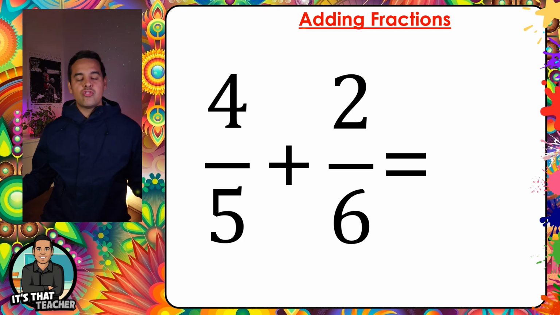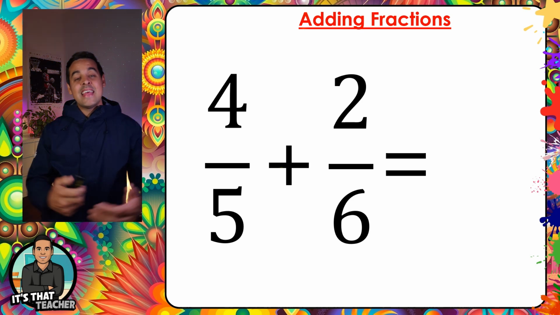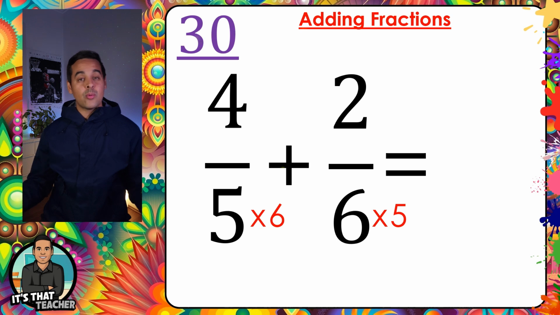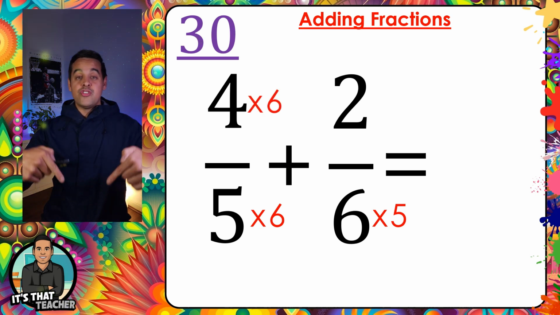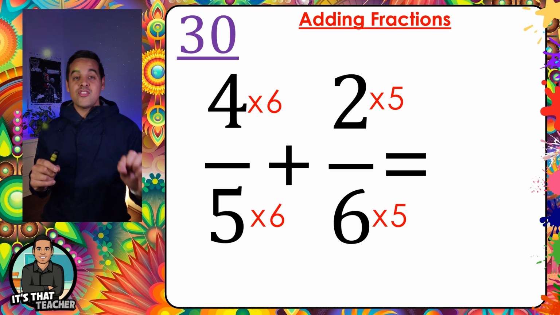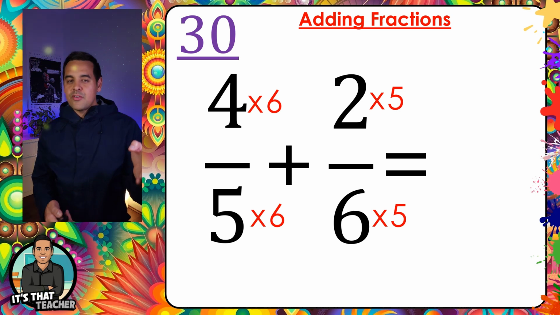4 over 5 plus 2 over 6. The lowest common multiple between the numbers 5 and 6 is the number 30. Make both of your denominators equal 30. Whatever you do to the denominator, you have to do the same thing to the fraction's numerator, so the respective numerator. So as you can see, they're a little bit different there.